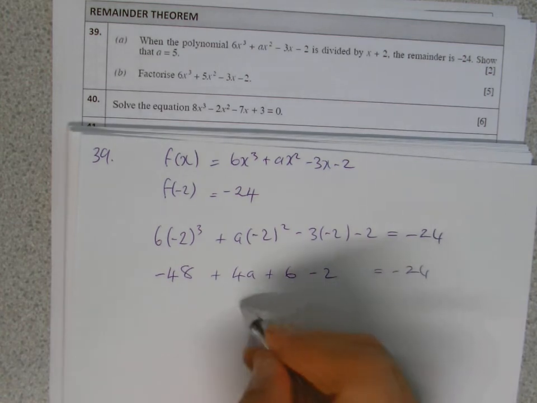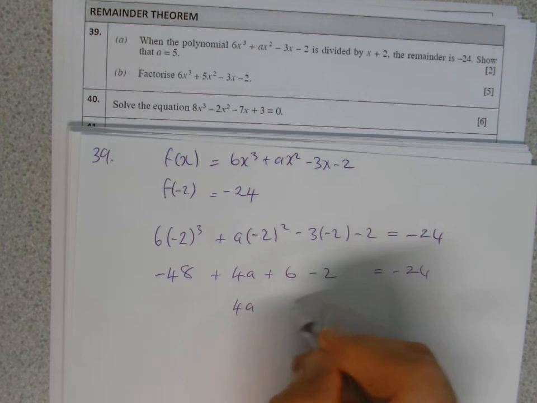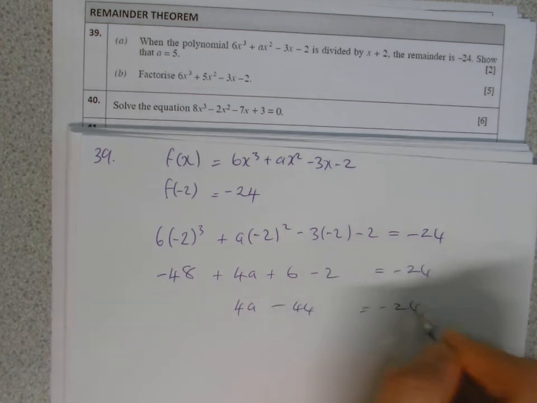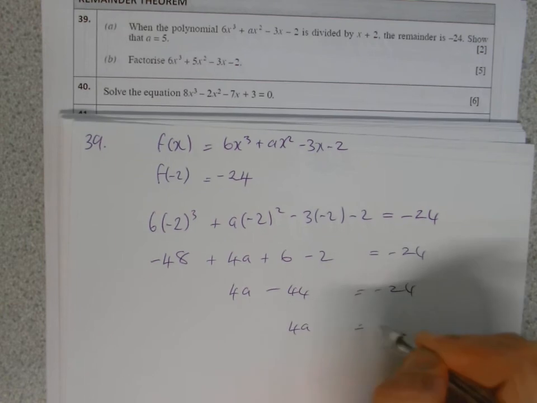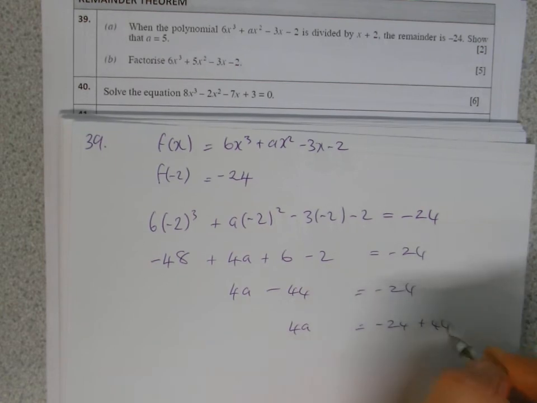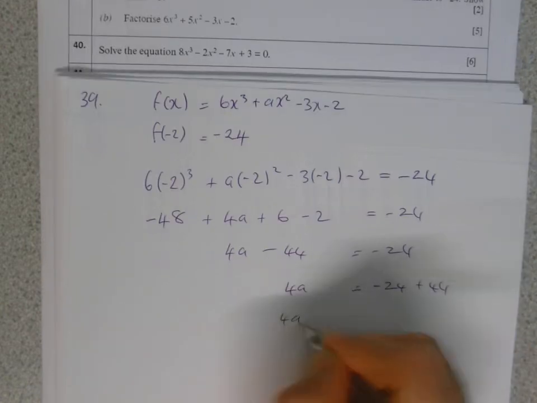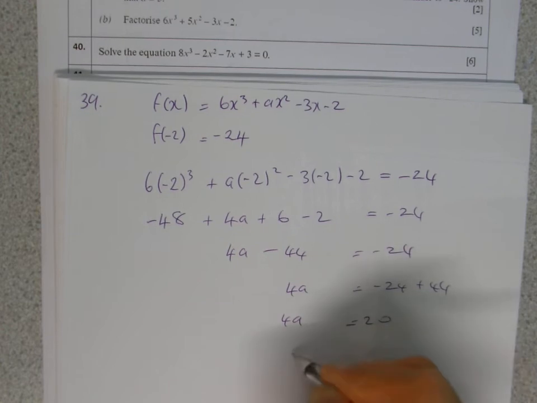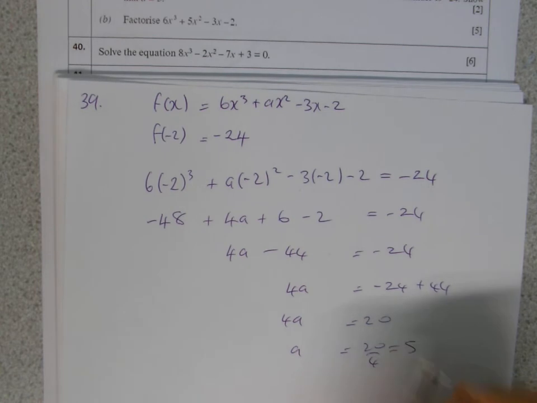Okay, this becomes then 4a minus 44 equals minus 24. So 4a will equal minus 24 plus 44. So 4a will equal 20. So that means a will equal 20 divided by 4, which is 5. Okay.